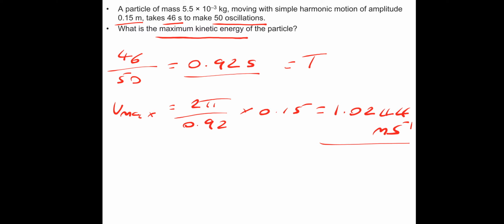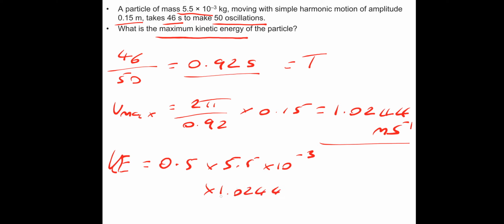Really, you should use the entire number in the calculation, square that value when finding the kinetic energy. Kinetic energy is half mv squared. So we need to do a half times the mass. The mass is above. 5.5 times 10 to the minus 3. Multiplied by the speed squared, which is the 1.0244 squared. So that gives the kinetic energy this time of 2.9 times 10 to the minus 3, or 2.9 millijoules of energy.